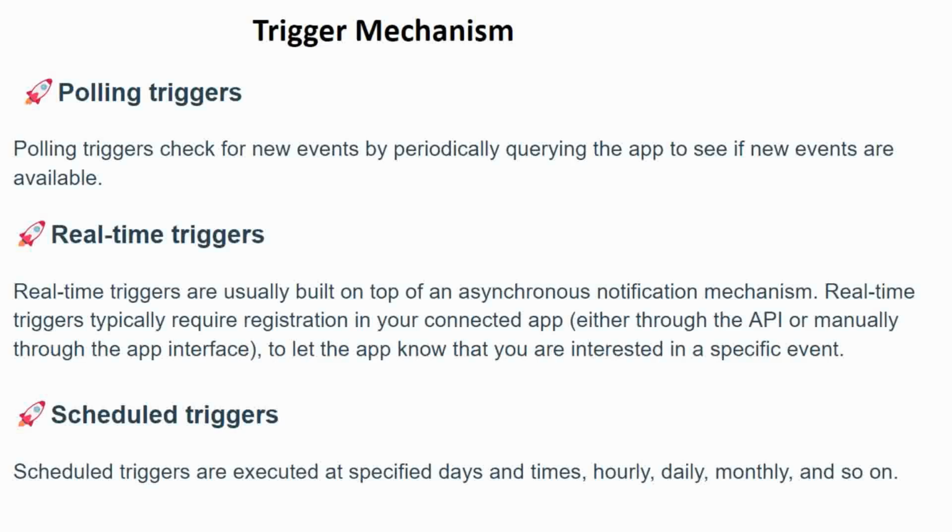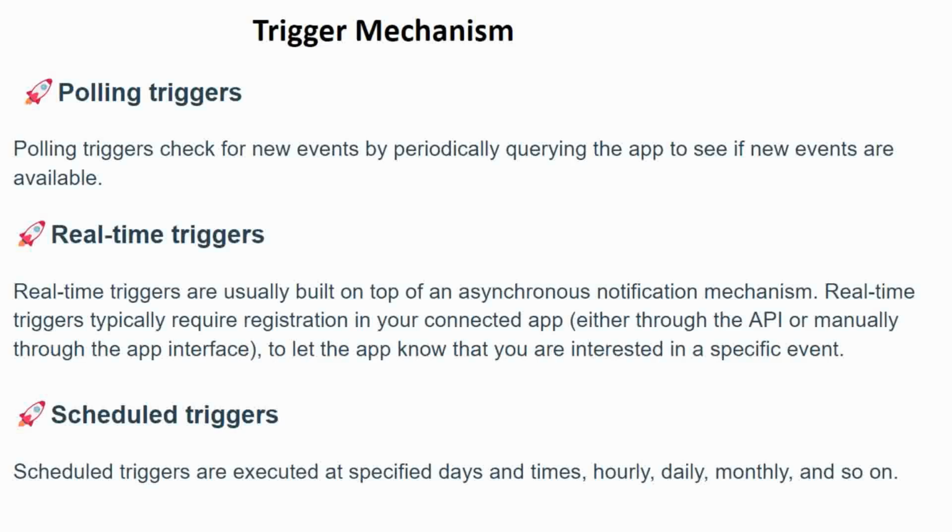Scheduled triggers are executed at specified days and times: hourly, daily, monthly, and so on. We can decide when our recipe is triggered, like every 5 minutes, or every one day, so that I don't miss any daily events. We can use the scheduled trigger in those cases. Now let's see these trigger mechanisms in a practical way: polling triggers, real-time triggers, and scheduled triggers.